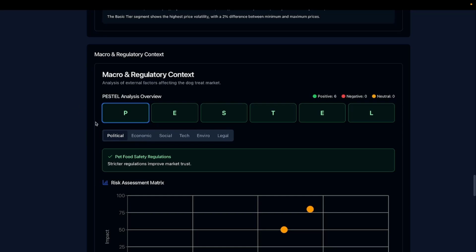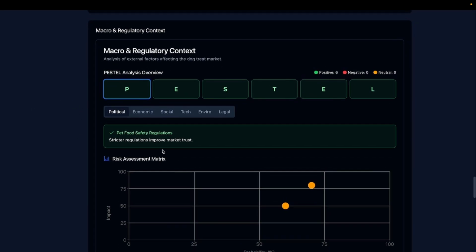PESTEL, these are all green, and sometimes this is kind of cool. Look at that. Strict regulations, improved market trust. If we take a look at political, economic, we can take a look at the, this is the best section, by the way, PESTEL. You want to look at this. Economic factors, increased spending on pets despite varying economic conditions. Social, we can take a look at the social owners increasing treat pets as family.